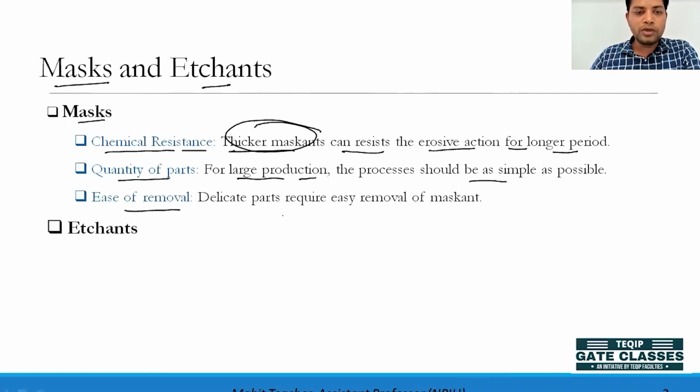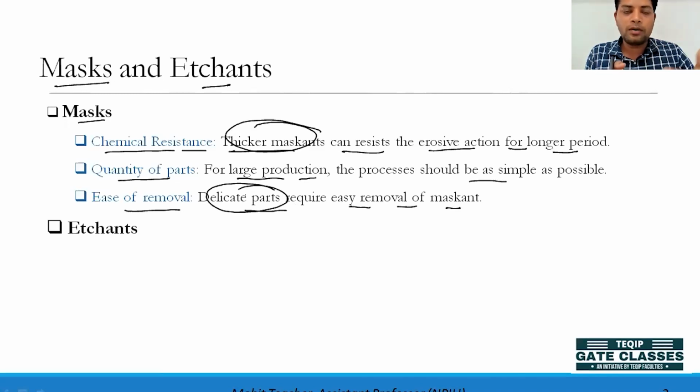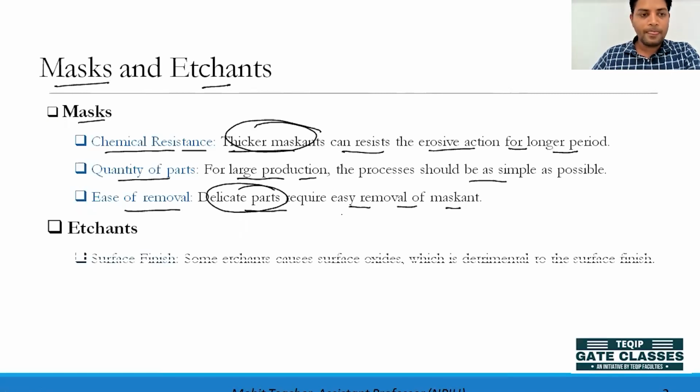Ease of removal: delicate parts require easy removal of the maskant. Once the operation is completed, it's very easy to remove the maskant material from the workpiece surface. Like as I said, how we are wrapping it, or if we are painting it, then when it completely dries, we apply the hammer on that, so that will basically vanish out. Next is the etchant. These are all about the masking.